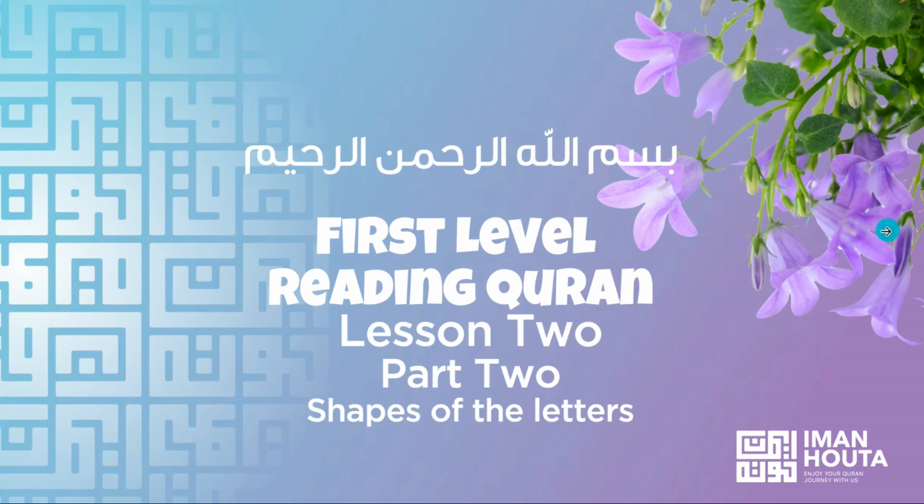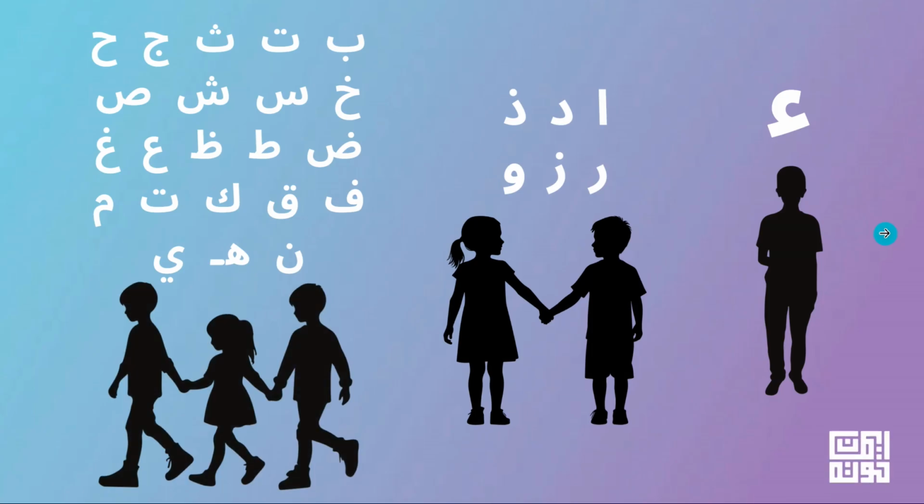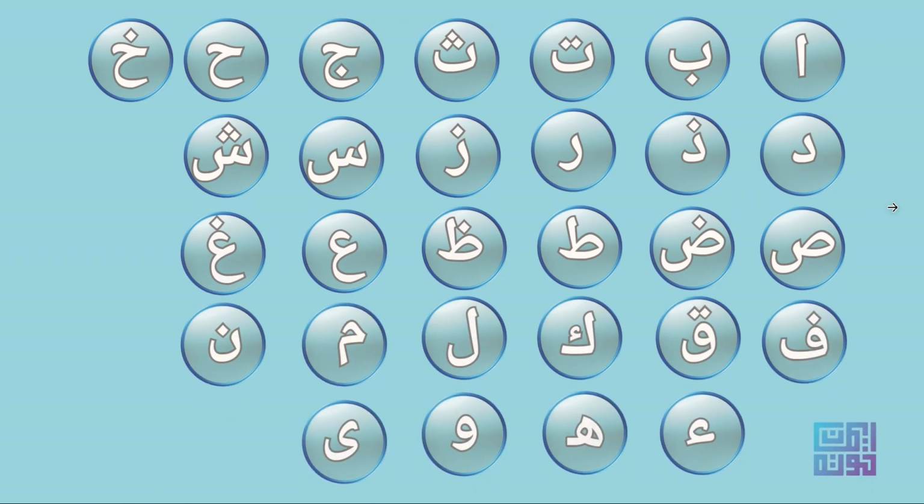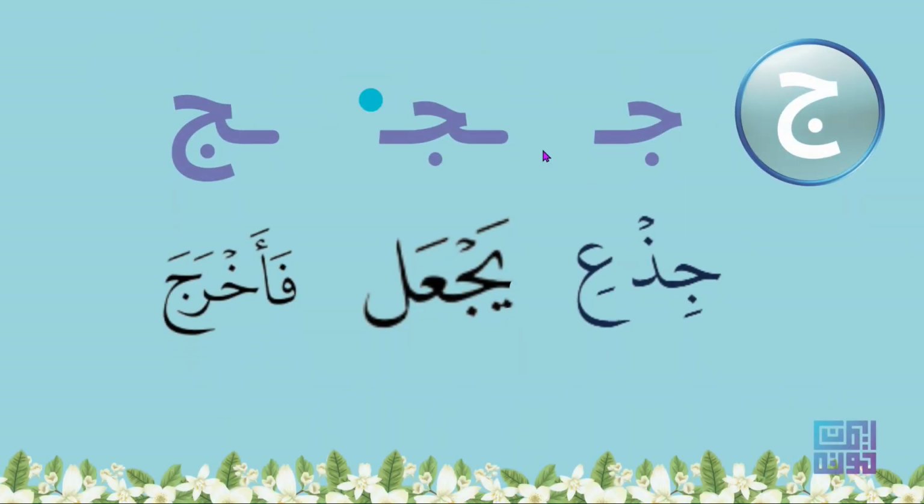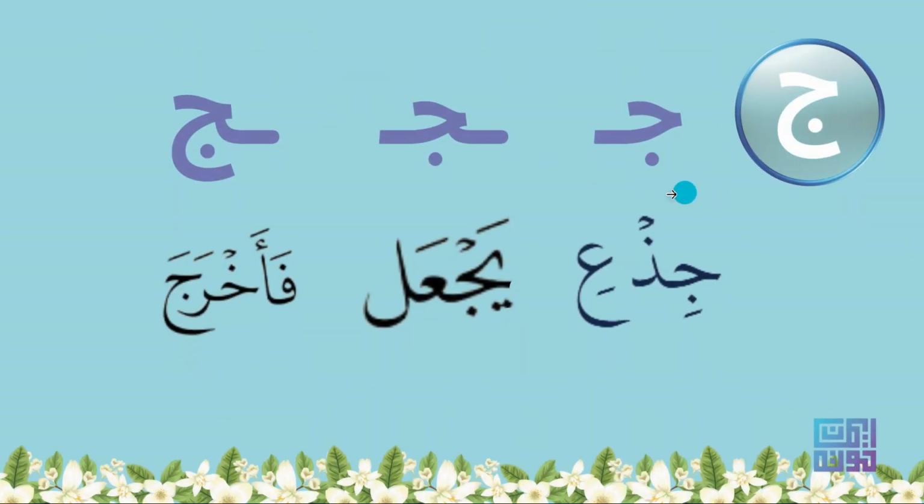We mentioned last time that there are letters that can be connected from one side and there are letters that are connected from both sides, while the Hamza is never connected. So let's continue and see the letters that we are going to discuss today. We are going to start from letter Jim. Now, letter Jim is written like that.